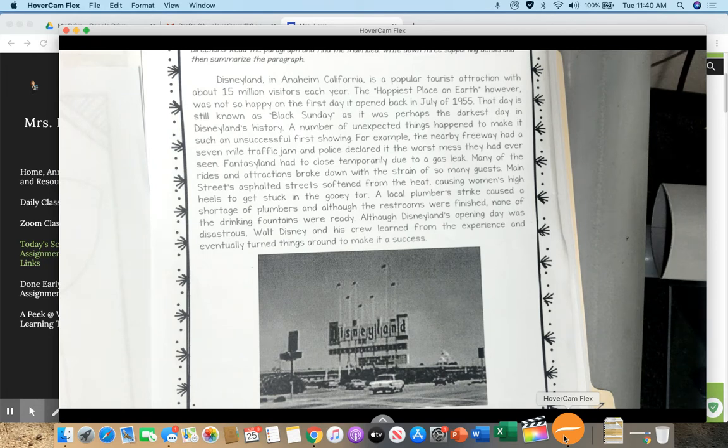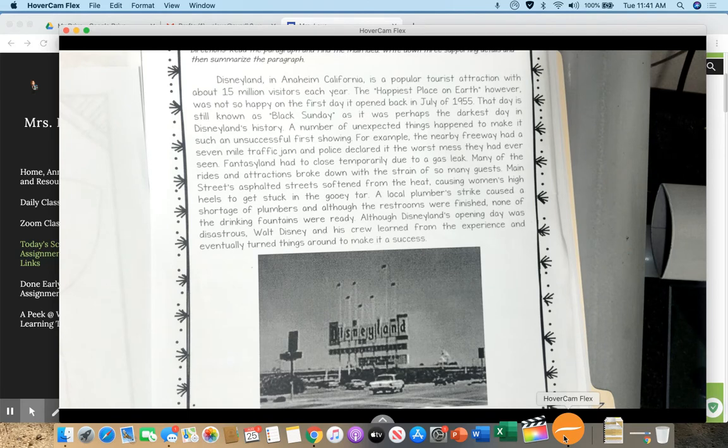For example, the nearby freeway had a 7-mile traffic jam, and police declared it the worst mess they had ever seen. Fantasyland had to close temporarily due to a gas leak. Many of the rides and attractions broke down with the strain of so many guests. Main Street's asphalted streets softened from the heat, causing women's high heels to get stuck in the gooey tar. A local plumber strike caused a shortage of plumbers, and although the restrooms were finished, none of the drinking fountains were ready. Although Disneyland's opening day was disastrous, Walt Disney and his crew learned from the experience and eventually turned things around to make it a success."